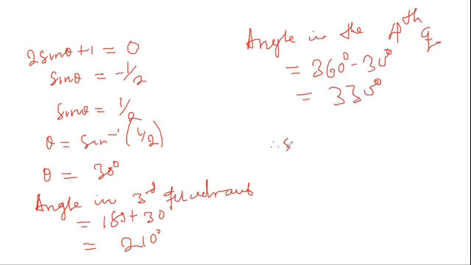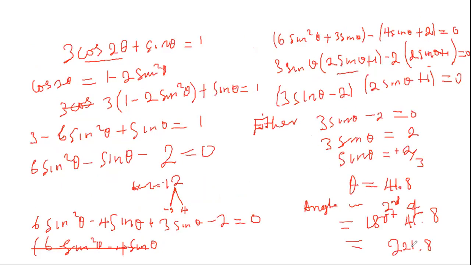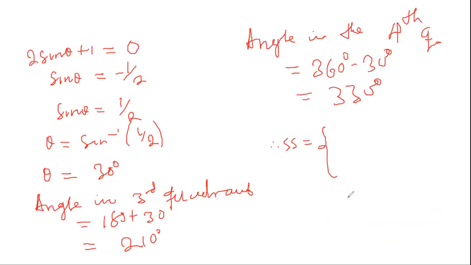So we can say our solution set is equal to, so get back here and see our angles. So we had 41.8 and 221.8. Then we can add 210 and 330. So that would be the solution to our problem.